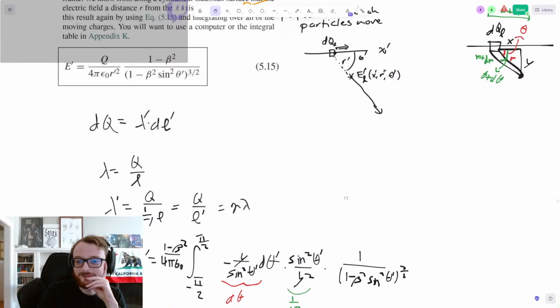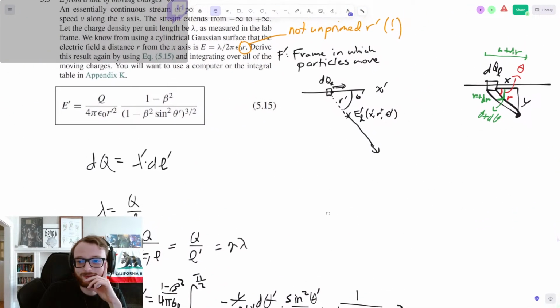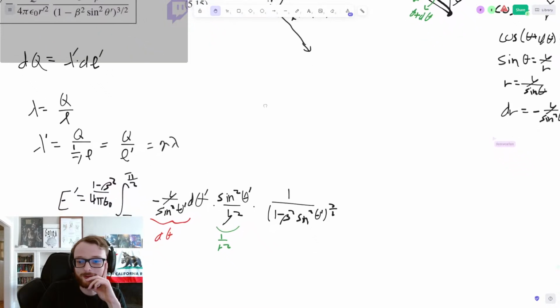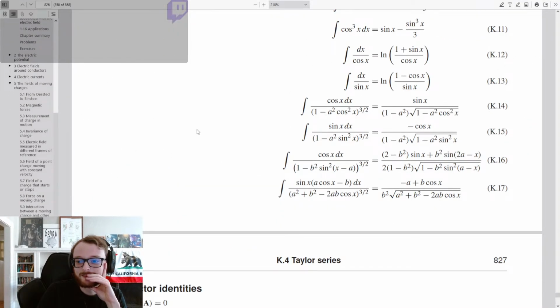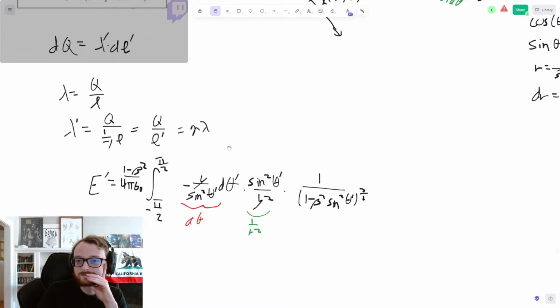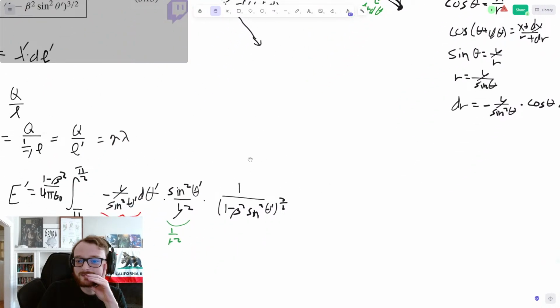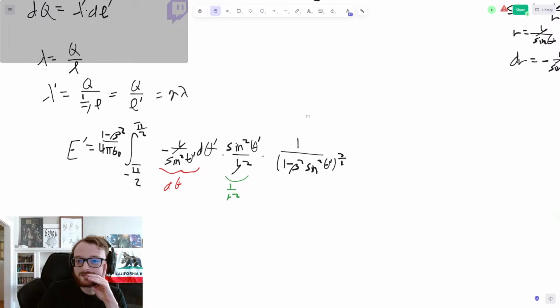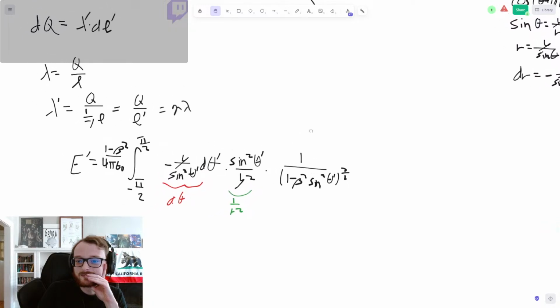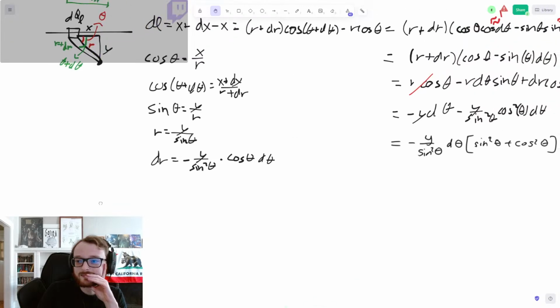I don't see it unless we're supposed to break it up into vector components, like a sine theta and a cosine theta. Yeah, exactly what you're supposed to do. Because we know the E prime x is going to cancel. So we want to integrate E prime y. There it is. Good call.